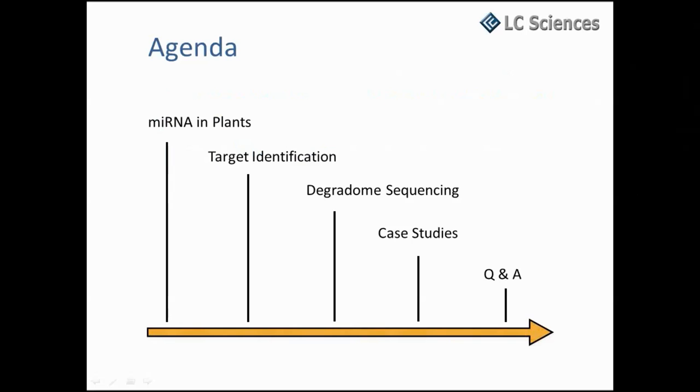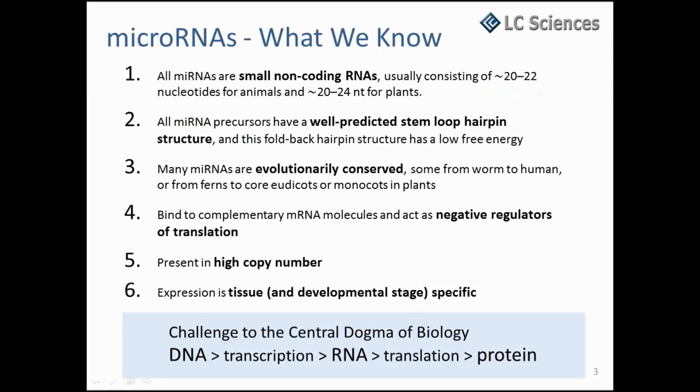So today we are going to talk about microRNA in plants, then target identification methods. Then we will emphasize a new method to do the target identification, that is degradome sequencing. And we will give some case studies, and later we can do the question and answer section.